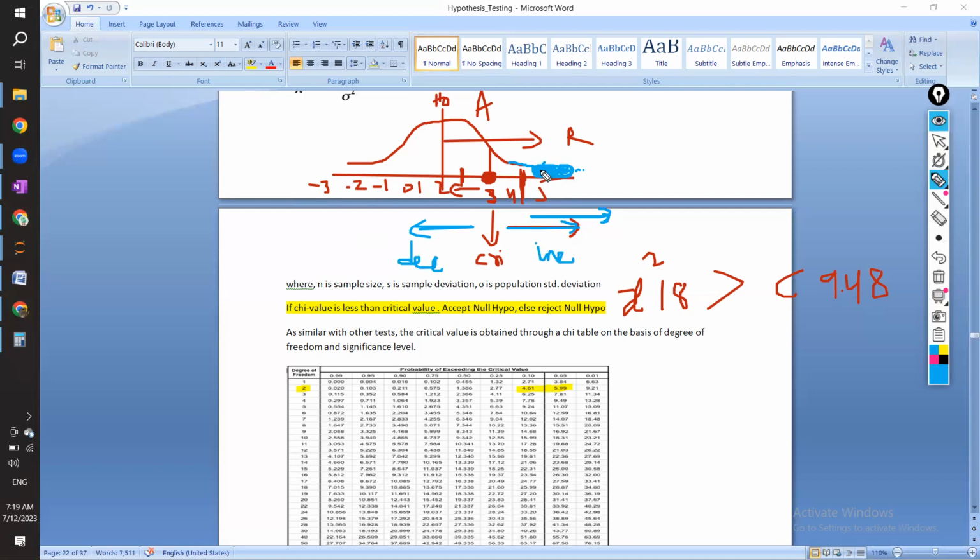Now for the p-value, if the p-value is decreasing, that means a smaller and smaller p-value will be where? If this much is the p-value, and I say p-value is decreasing, that means you will consider only this much, so you are moving this side. A still smaller p-value will be only this much. So if you are moving this side, the area is decreasing, p-value is decreasing.